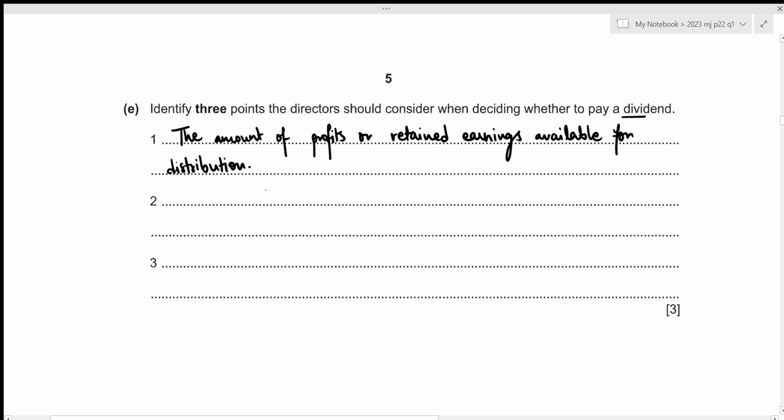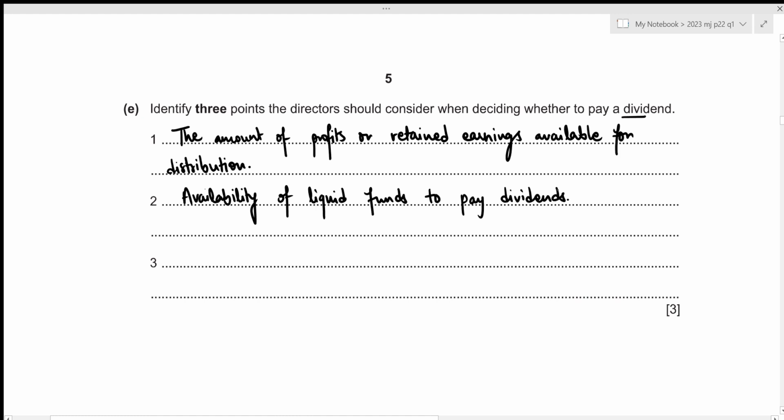The next thing is the liquid funds. So availability of liquid funds to pay dividends. This should also be considered.